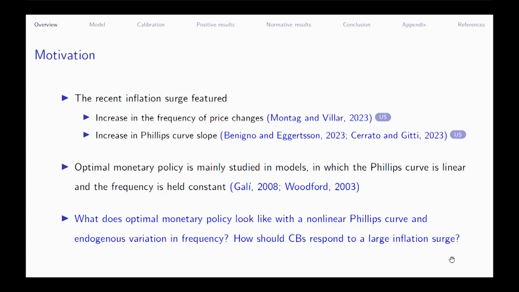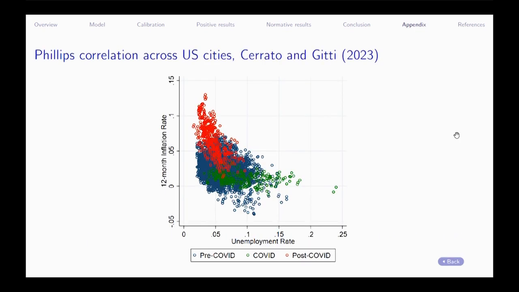And at the same time, there was an increase in the Phillips curve slope, as for example shown by Cerrato and Gitti across US cities. You can see that the slope of the correlation between inflation and employment changed dramatically between the pre-COVID period and the post-COVID period, where the red circles show the much steeper slope post-COVID.